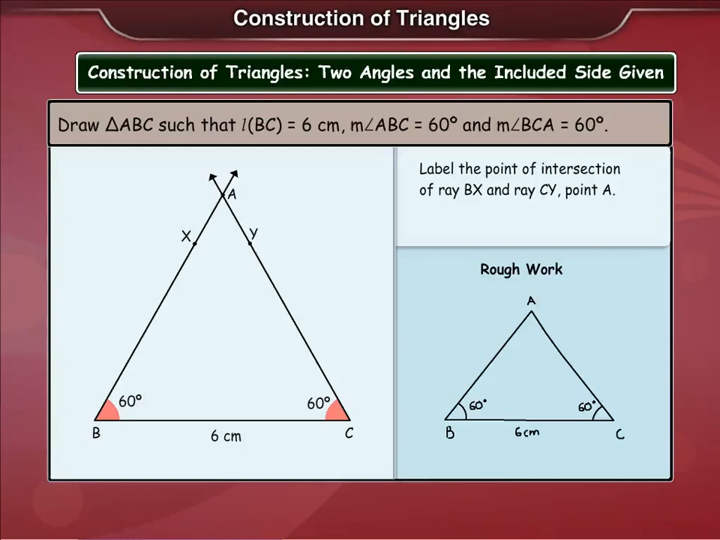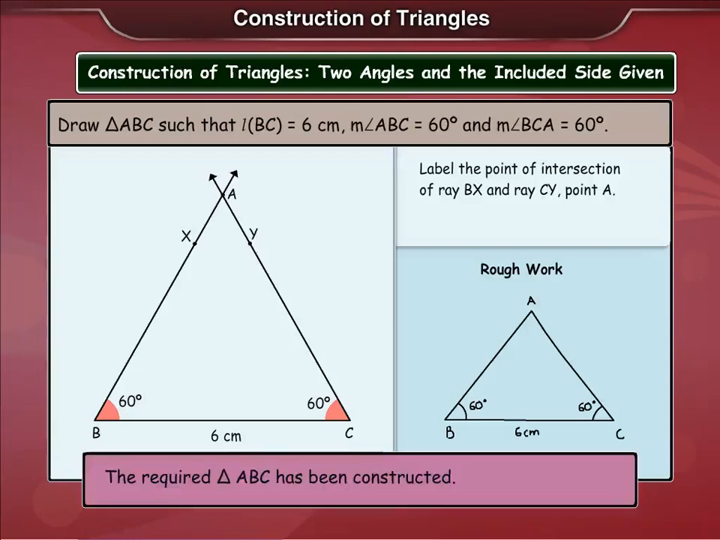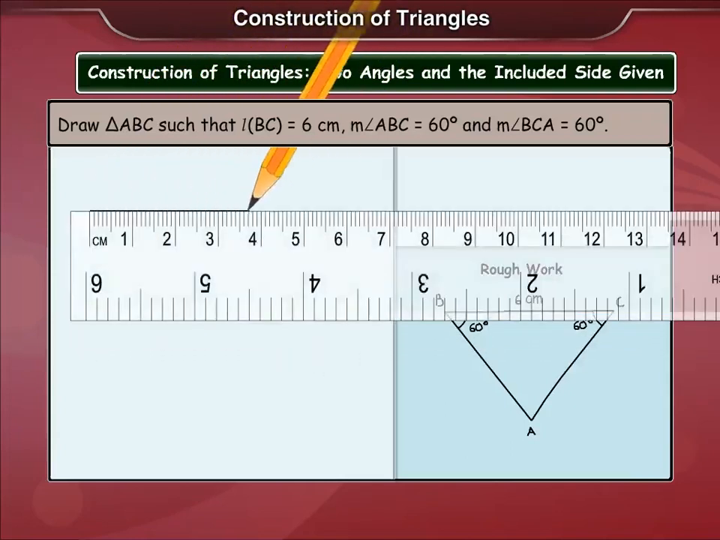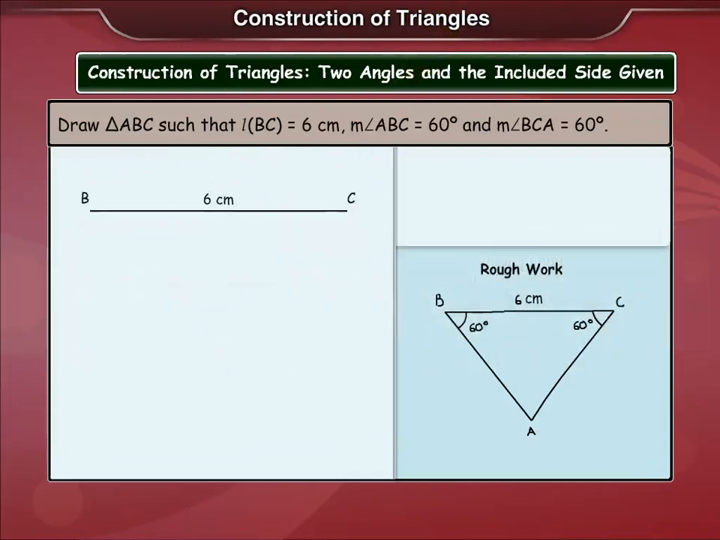Let us do an activity. Now, we will measure the angle A and the lengths of the remaining two sides of triangle ABC constructed. Measure of angle A is 60 degrees. Side AB measures 6 cm. And side AC also measures 6 cm. From this, can you say which type of triangle is it? Correct. Triangle ABC is an equilateral triangle.